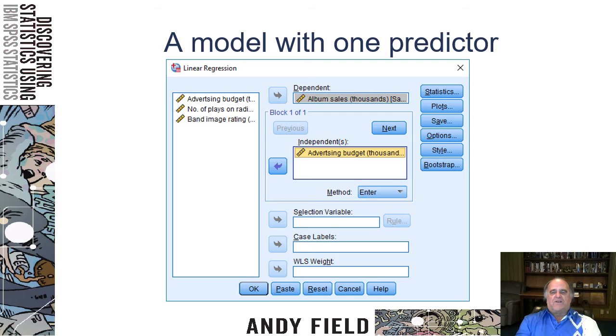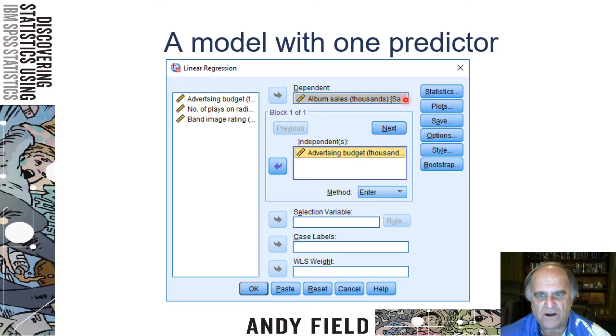And Field's already done this. So Field does do in the book a model with one predictor. He's predicting album sales from the independent variable, the advertising budget. So the dependent variable is album sales in thousands. The independent variable is the advertising budget. And that's his basic model with one predictor. So we have one dependent variable. Actually, we're never going to deal with the multiple dependent variable situation in this class, but we only have one dependent variable, album sales, and we have one independent variable, which is advertising budget.